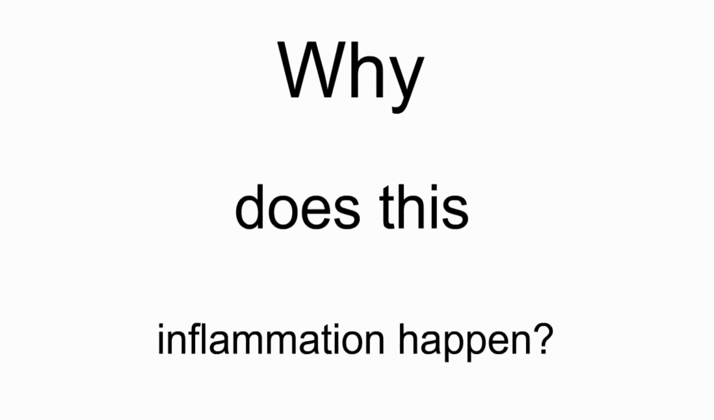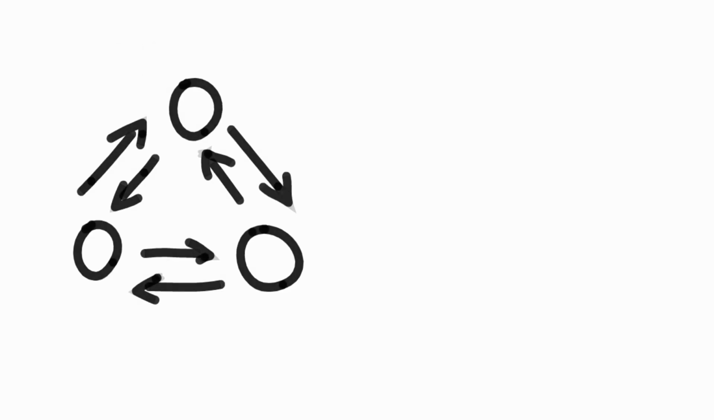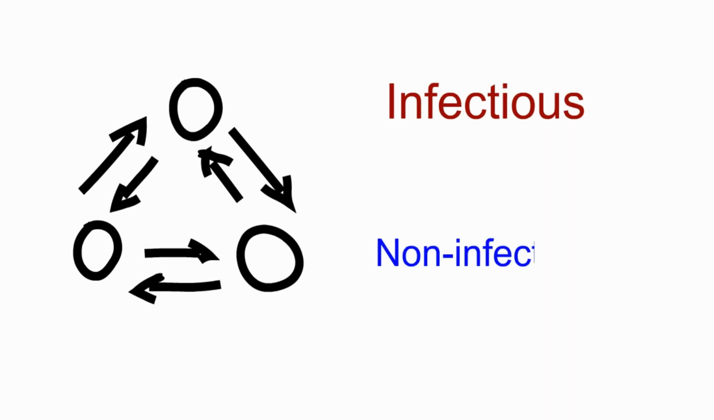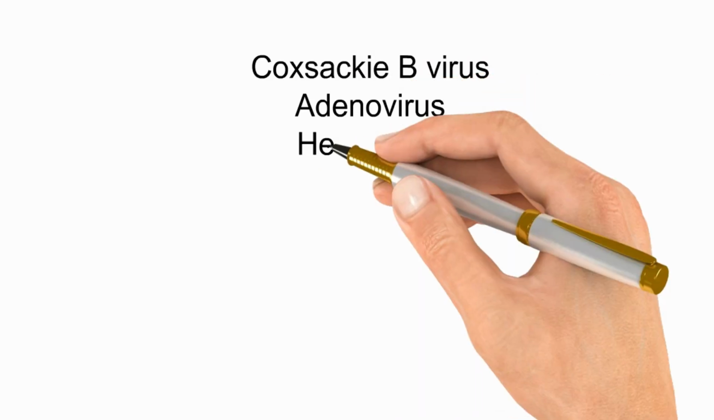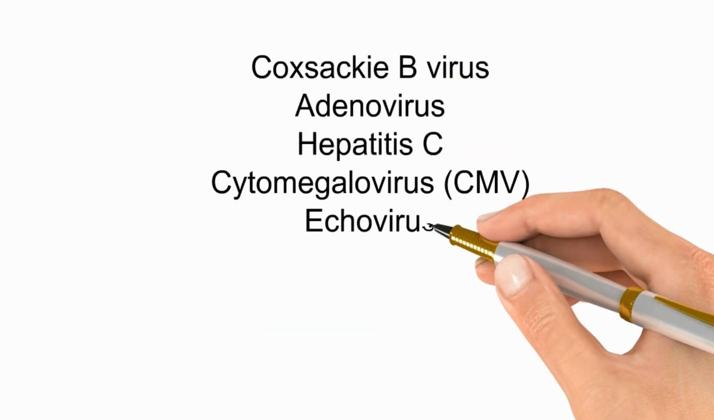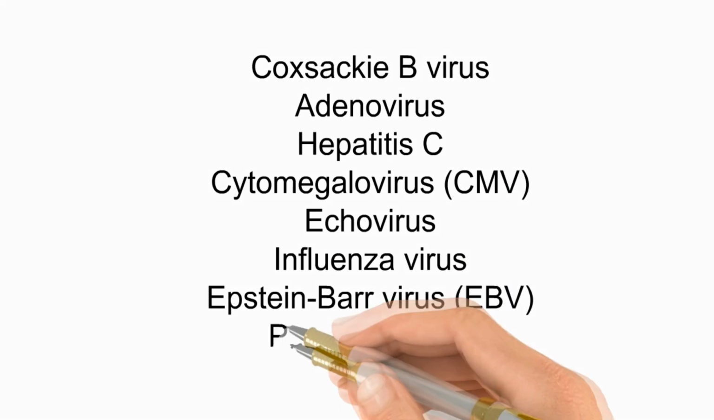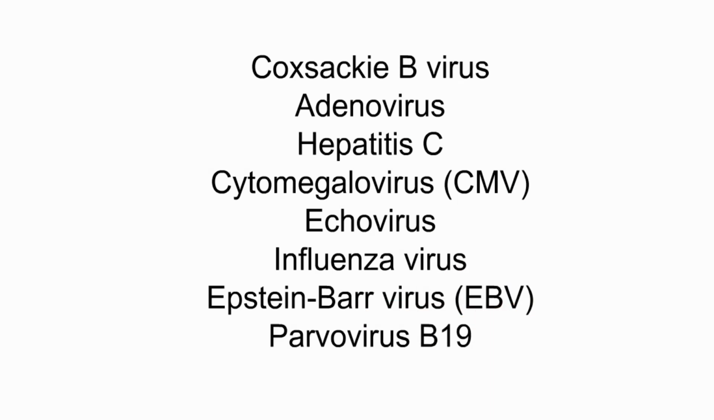But why does this inflammation happen? Well, there are multiple etiologies for myocarditis. It can be due to infectious or non-infectious causes. The most common cause is viral infection. Viruses such as Coxsackie B virus, adenovirus, hepatitis C, cytomegalovirus, echovirus, influenza, Epstein-Barr, and parvovirus B19 are known to cause myocarditis.